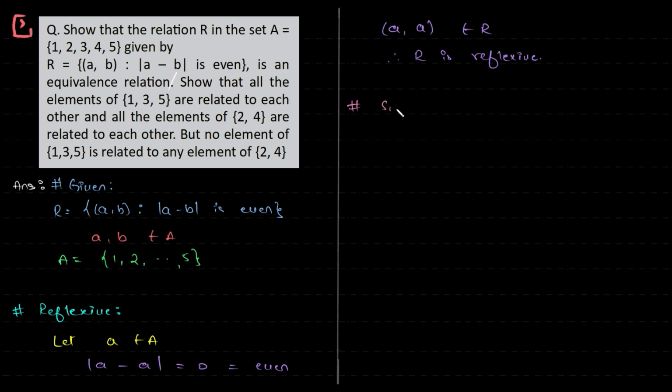Next we have symmetric. So we'll start off with let A comma B belonging to R. In symmetric we need to assume that one of the pair is true, and so the other way around is also true. So from this, what can I tell? If I take the difference between them and take the modulus, it will result in an even number, right? That's the point of taking A and B belonging to R.